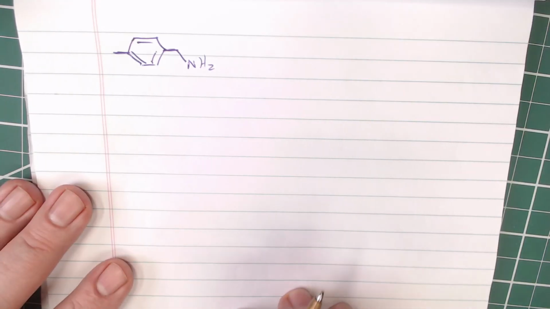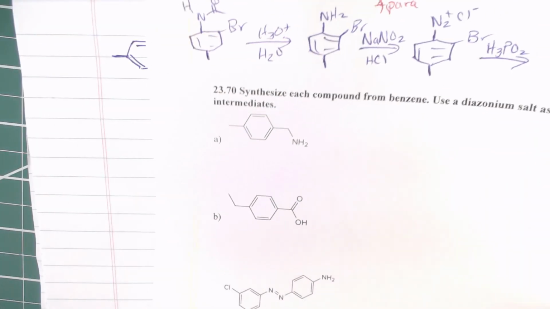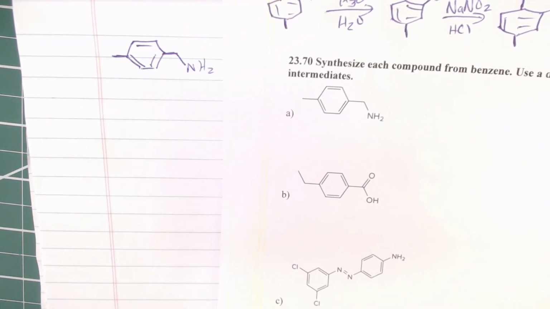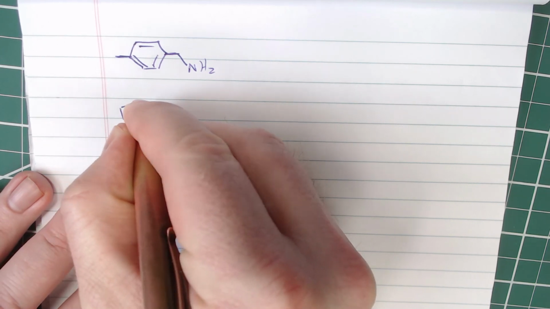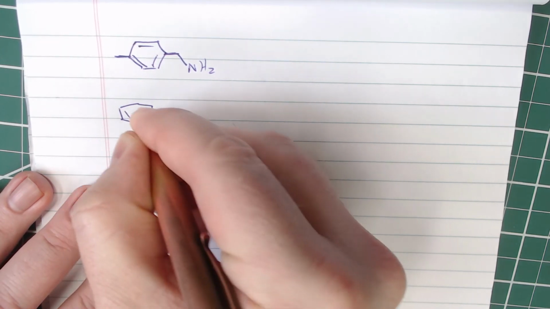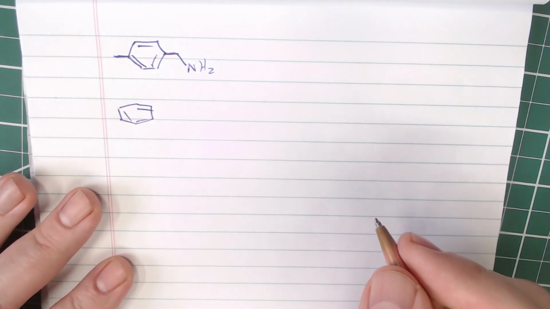All right, there we go. So I copied that over, and just so you can see that this is the same thing, here you go. I've got that same compound. All right, and we want to make this from benzene. So we'll start with some benzene.